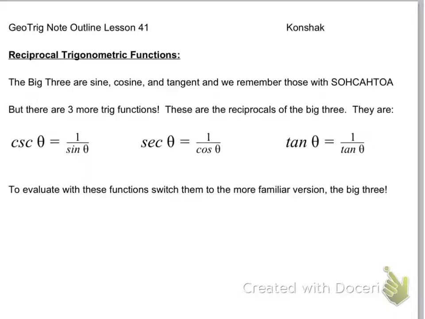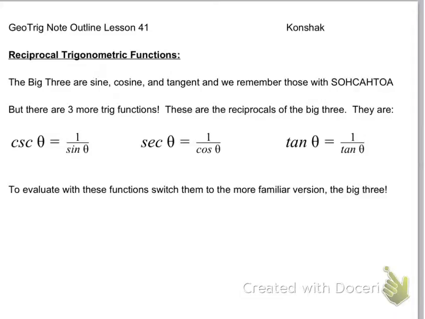What we have here is geotrig lesson 41. Today it is reciprocal trig functions. The reciprocal trig functions are based off of the original trig functions, which I call the big three. And the big three are the sine, the cosine, the tangent.